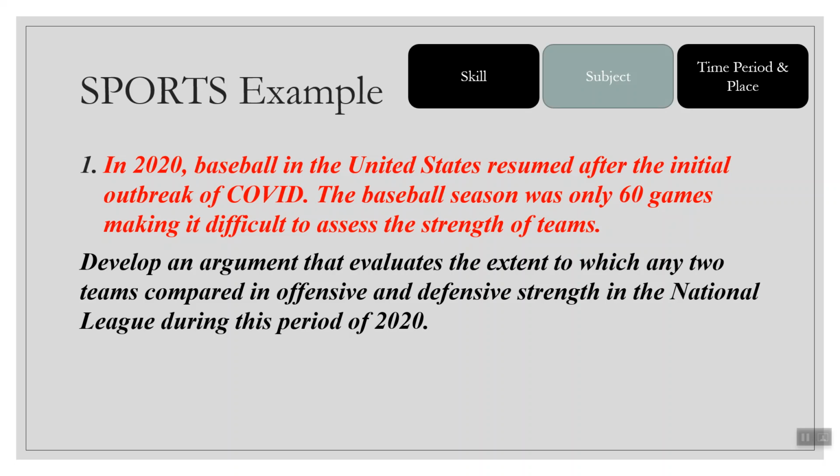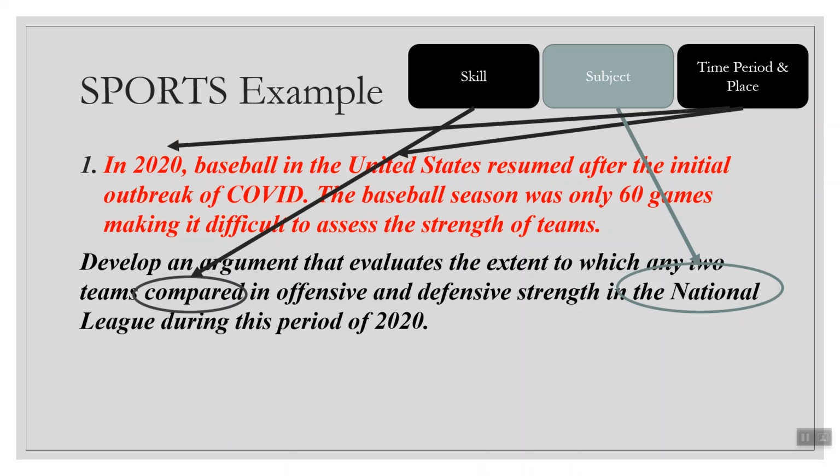So again, we got to look at the skill, subject, time period, and place. The skill, compare. So they're asking us to compare both offensive and defensive strength. So those are the two things I got to compare. What's the subject? The National League, right? I'm not comparing the American League. I'm comparing the National League. Time period, 2020. Place, the United States.